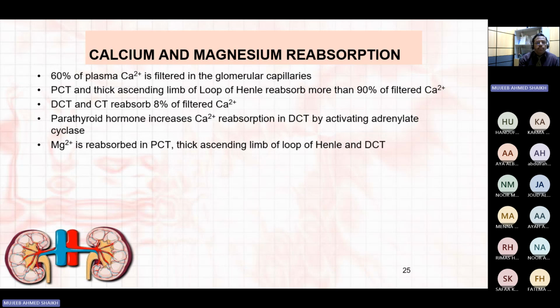Similarly, calcium and magnesium will also be reabsorbed in the PCT and thick ascending limb of loop of Henle. 90% of the filtered calcium will be reabsorbed there. 8% of the filtered calcium is reabsorbed in the DCT and CT. Again, it is under control of parathyroid hormone. So parathyroid hormone will increase the reabsorption of calcium; its absence will lead to loss of calcium in the urine.